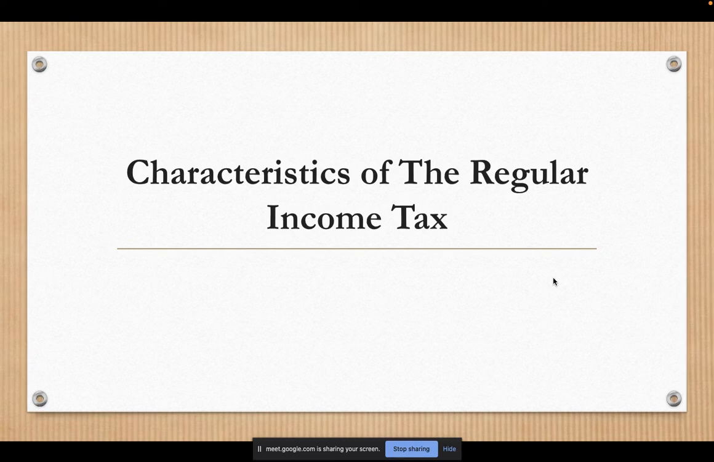And as I've mentioned several times, there are also items that will be under the regular income tax, which was also mentioned in Section 24(A) of the National Internal Revenue Code, or of the tax code. So let's go through the characteristics of regular income tax first.